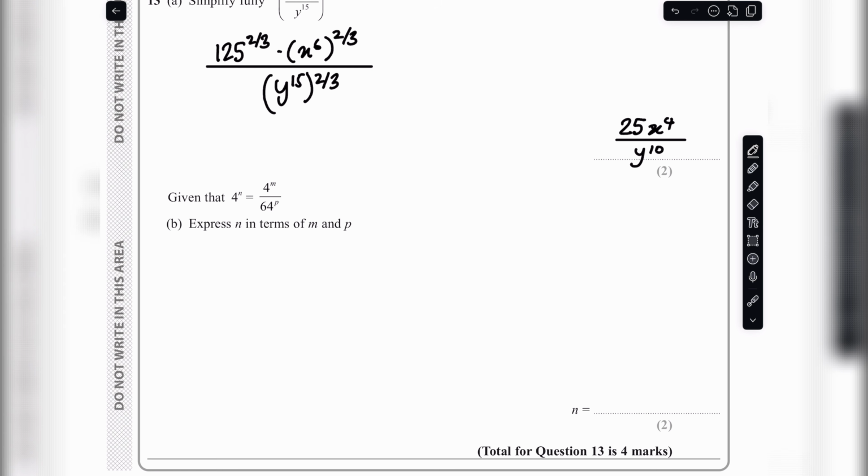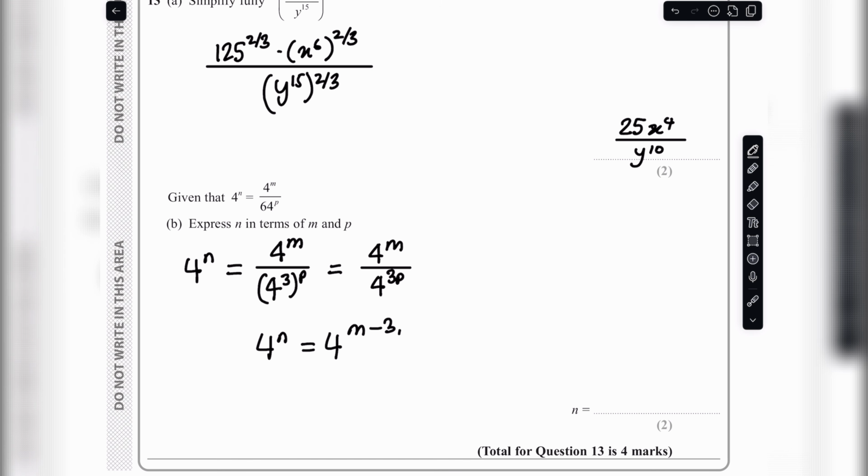In the final part of this question, we are told that given that 4 to the power of n equals 4 to the power of m over 64 to the power of p, express n in terms of m and p. So using the law of indices, we can simply write 64 as 4 cubed, and I'll raise all of that to the power of p. So the right hand side of this equation can simply be written as 4 to the power of m divided by 4 to the power of 3p, because remember, when you have an index raised to another power, you can multiply these two values. And also remember that whenever you divide two indices with the same base, you can subtract their powers. So this is the same as 4 to the power of n, and that equals 4 to the power of m minus 3p. Therefore, n simply equals m minus 3p.